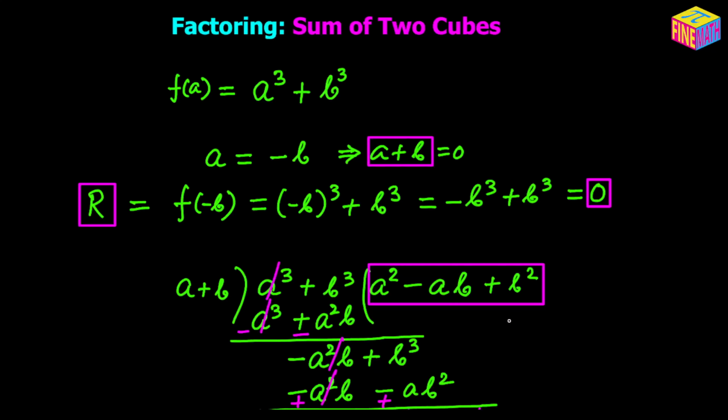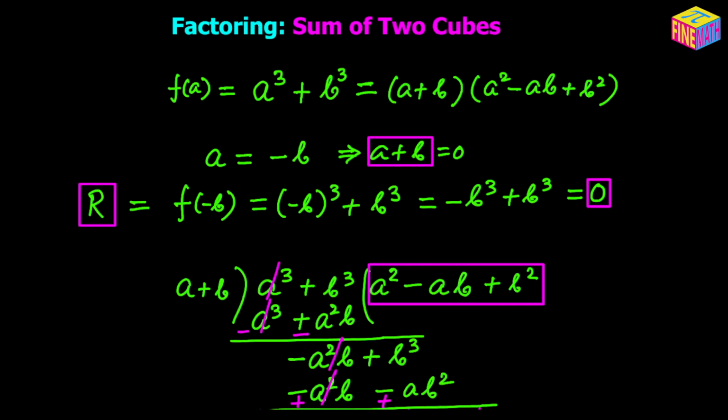That means if we multiply a squared minus ab plus b squared by a plus b, that's going to give us our original expression, which is a cubed plus b cubed. So we can write our original expression as the product of a plus b times a squared minus ab plus b squared, and that is the factored form of the original expression, which is a cubed plus b cubed. So whenever you have an algebraic expression of this form, which is like sum of two cubes, we can factor it into two factors like this, like a plus b and a squared minus ab plus b squared.